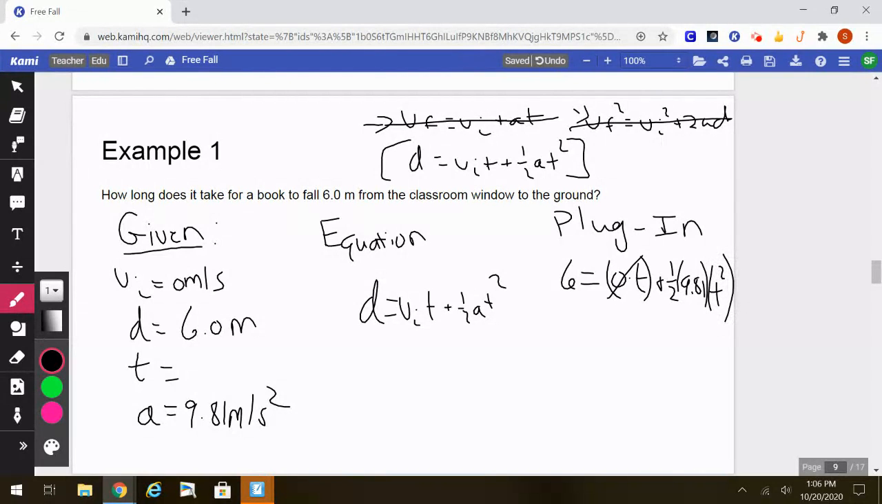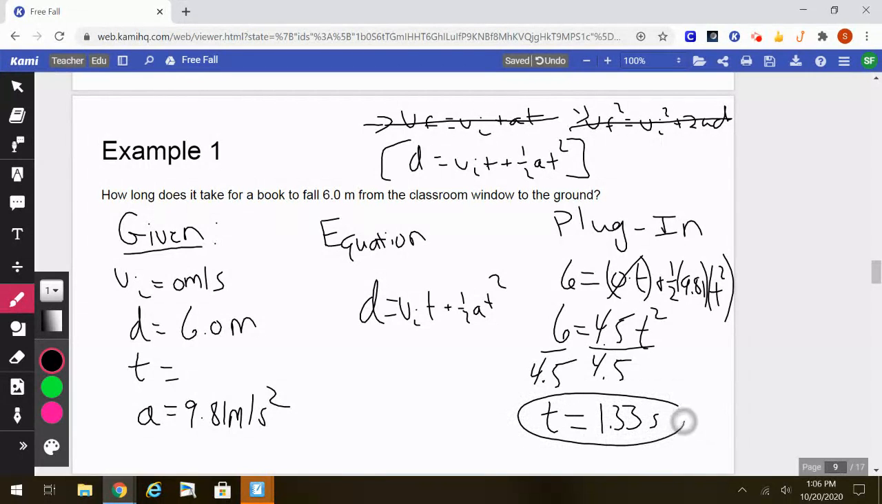Okay, let's break this down even further. We have 6 here. What's 9.8 times a half? 9.8 times a half is 4.5, and we multiply that by t squared. Well, we need to get t by itself. We're solving for time. Divide by 4.5, divide by 4.5. T is equal to what, ladies and gentlemen? We should be plugging that into our calculators. 6 divided by 4.5 gives you 1.33 seconds. We always round to the hundredths spot. And that's how you solve for this problem. It took the book 1.33 seconds to go from the window to the ground.